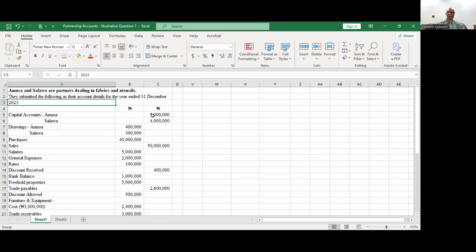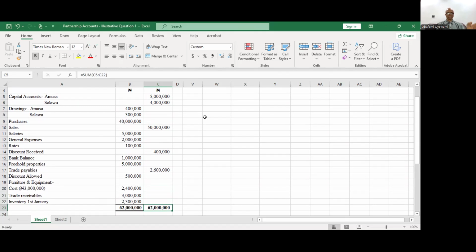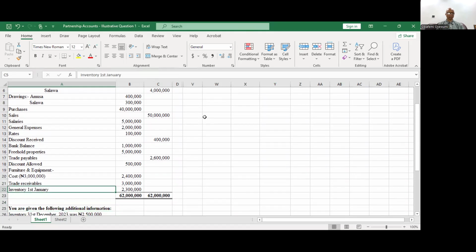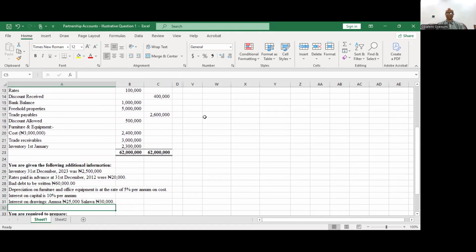Now we have Amusa and Salawa, partners dealing in fabrics and utensils. And now these are the details provided for the year ended December 31, 2023. So we have the capital accounts, then we have drawings, we have purchases, we have the different elements captured here in the account, all the balances, inventory, and the like. So that's what we have. Now we have the following information also given for the purpose of solving this question. So we have inventory at the end, rates paid in advance, and the likes.